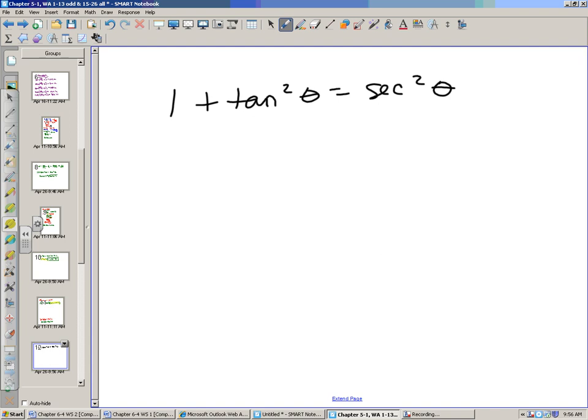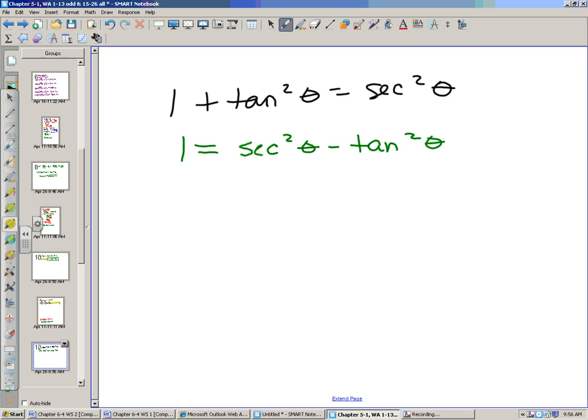Now, can you tell me, in my problem that I have previously, where are my secant squareds and my tangent squareds and my 1s located? I don't have any 1s, do I? Okay, so where are my secant squareds and my tangent squareds? They're together on one side. So I need to bring that tangent squared over. So I'm going to have 1 is equal to my secant squared of theta minus my tangent squared of theta. Do we all see that? This is yet another representation of the identity.